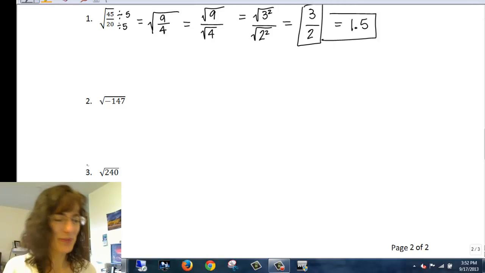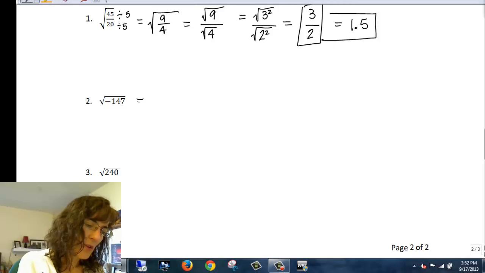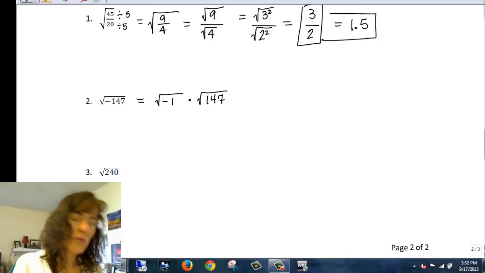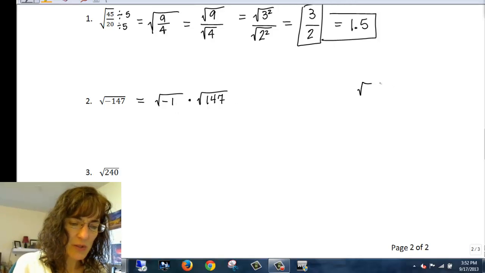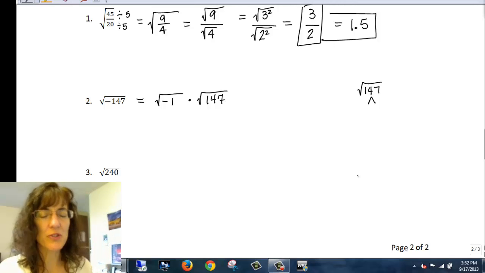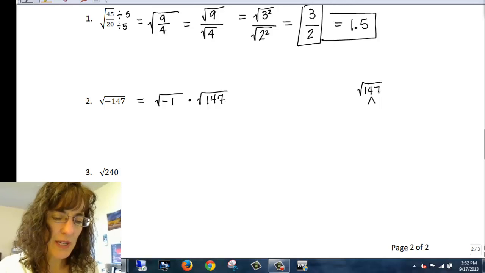Number 2, square root of -147. First thing is I see the square root of a negative, so I think it better be the square root of -1 times the square root of 147. And then I want to look at the square root of 147 and see if I can find factors and simplify that. So I'm looking at 147.